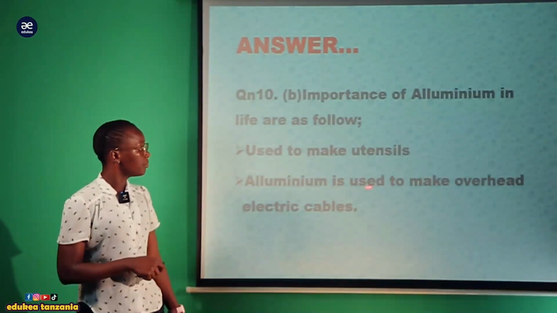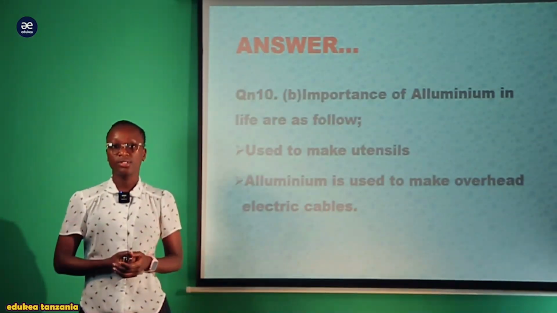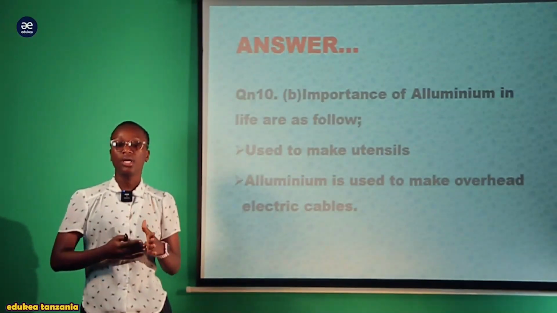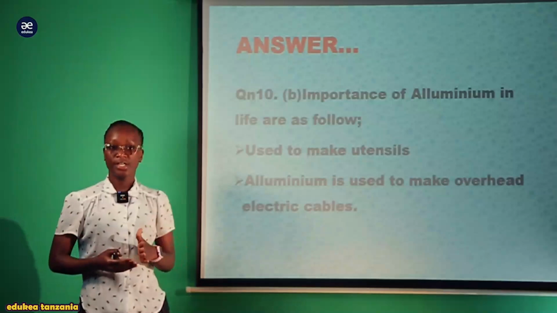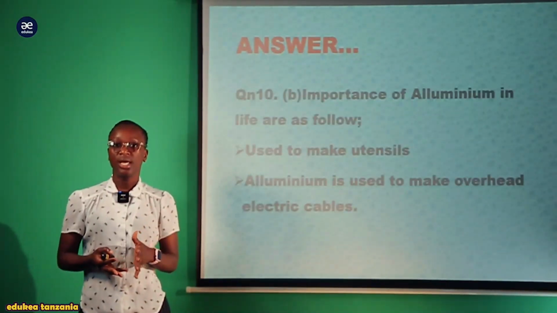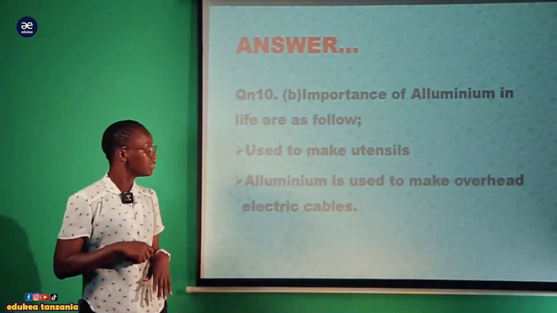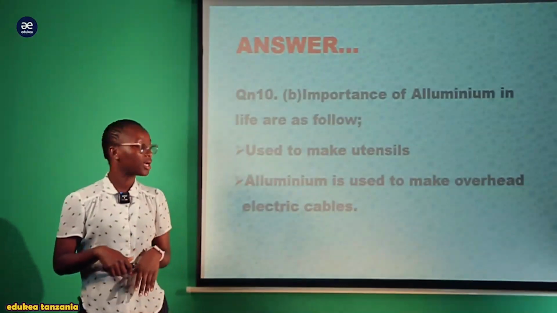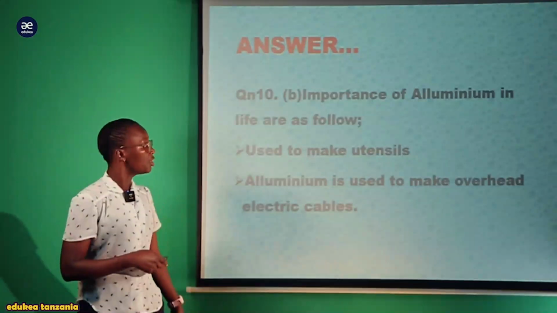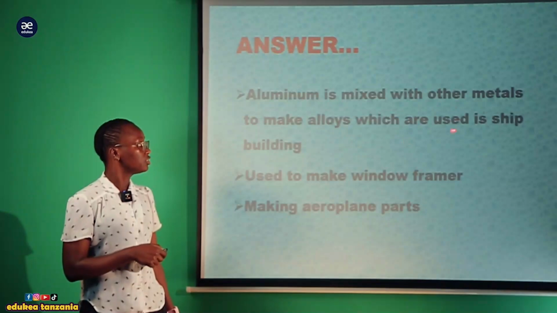But also aluminium is used to make overhead electric cables. Those electric cables are made using this kind of aluminium. The reason is that this aluminium does not react with these substances. So because of its importance, because of its inability to react with these substances, it is used to make these electric cables.